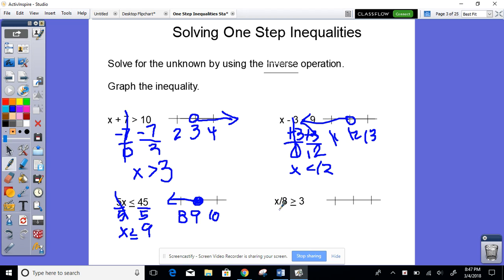This is division. What's the opposite of division? That would be multiplication. So if I were to rewrite this as x over 8, just to make it look easier. Okay, how do I cancel out this 8? I'm going to multiply by 8 over 1. These 8s are going to cancel out, right? Okay. If I multiplied by 8 on this side, what do you think I'm going to do to this side? Multiply by 8. So what is 3 times 8?